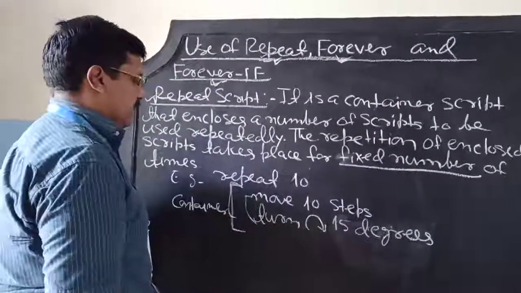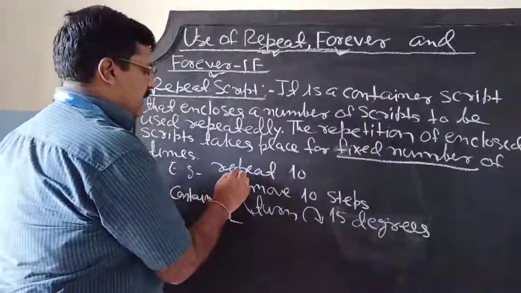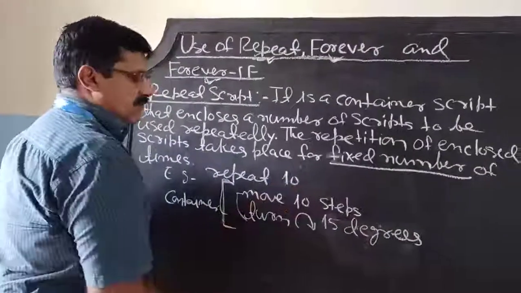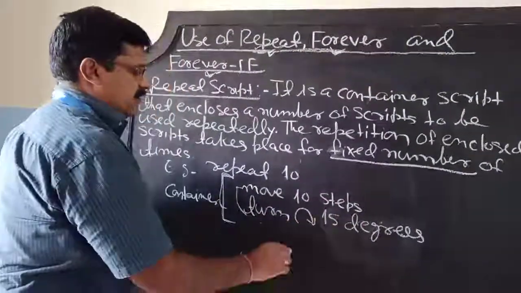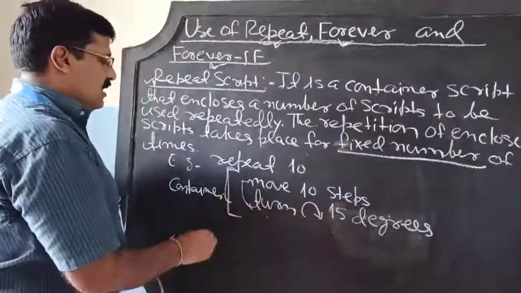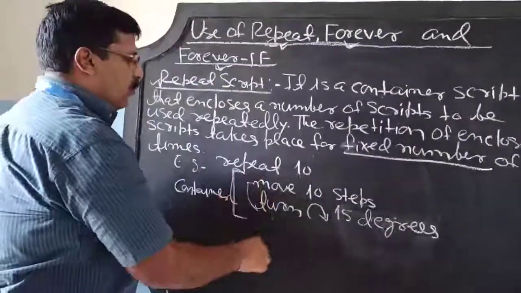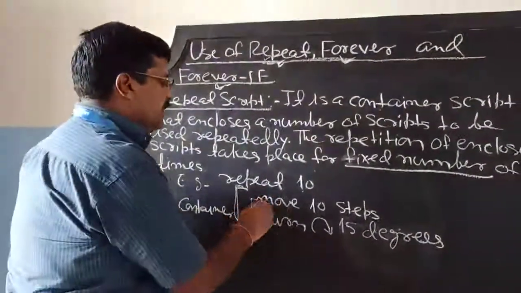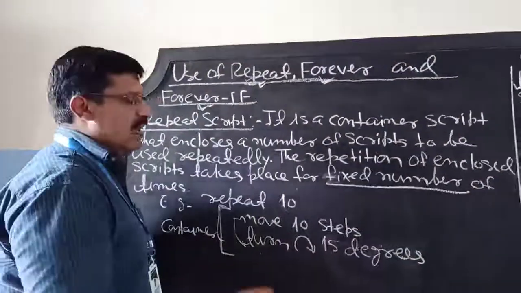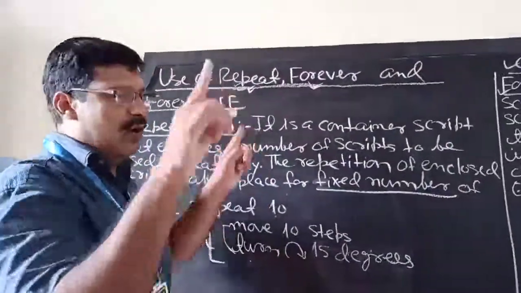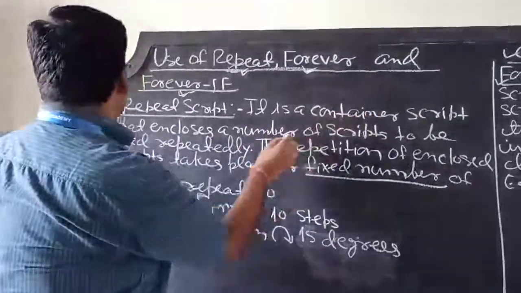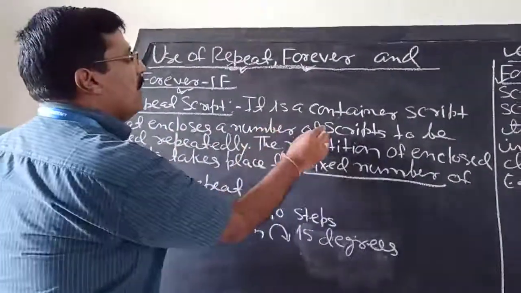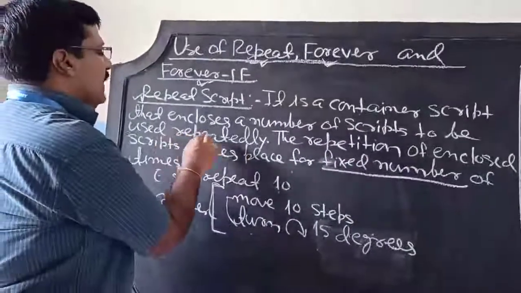What is a repeat script? Like if I write here repeat 10, move 10 steps, turn right 15 degrees. So repeat 10. So both the actions will be repeated for how many times? 10 times, and actions will be performed on the stage. So what is a repeat script? It is a container script that encloses a number of scripts to be used repeatedly.